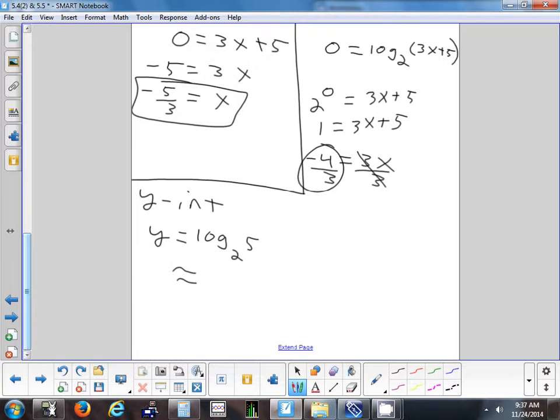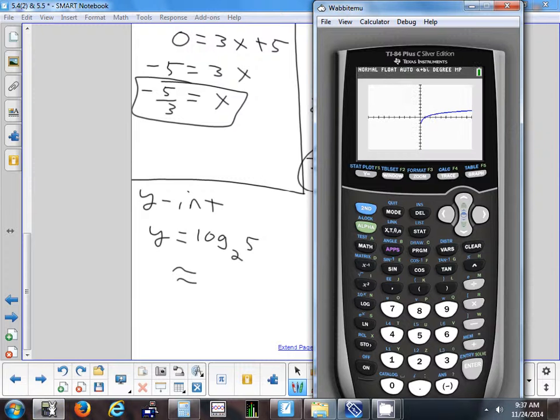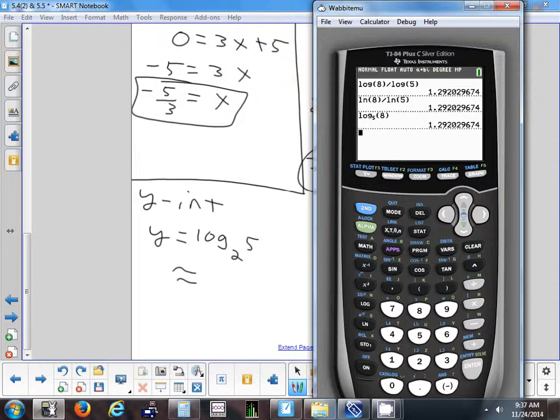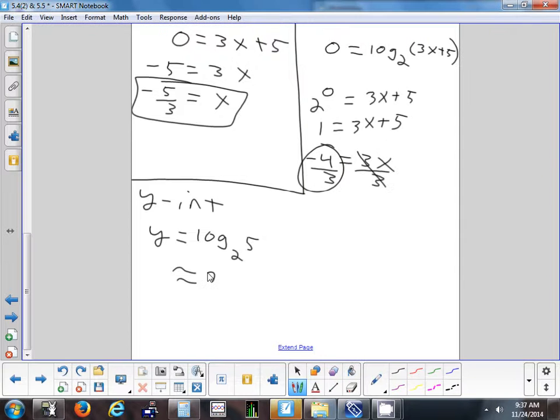This will have a y-intercept. Okay, we just need to find it. Okay, and use your change of base formula. If you don't have a TI-84, just type it in like that. Okay, so you can kind of see where we're using a lot of the formulas today. Okay, 2.3.